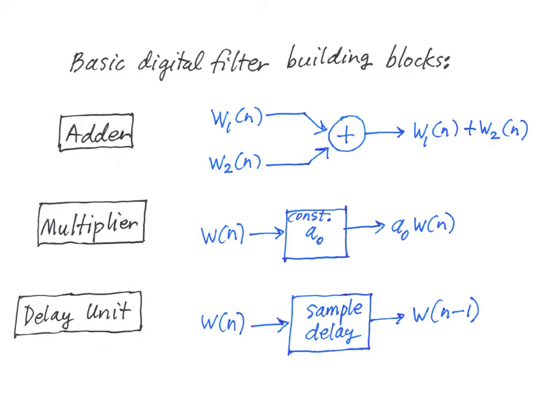These basic digital filter building blocks are the adder, the multiplier, but the multiplier does not multiply two sequences together. It simply multiplies by a constant, so it's a simple gain scaling operation. And the delay unit, which simply means taking a number, putting it into a storage location, and then retrieving it one sample later.